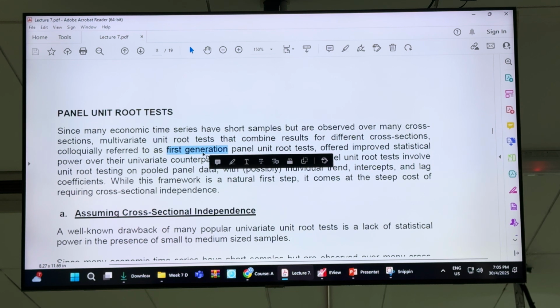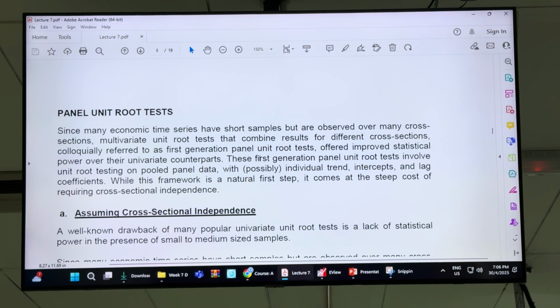The first generation assumes cross-sectional independence. The second generation, the topic we're going to cover after the semester break, is for when we test the series and find there is actually a cross dependency. Then we have to use the second generation panel unit root test, because that test is purposely designed for when our data set has cross dependence. Okay, so that is just a summary of the first generation and second generation.